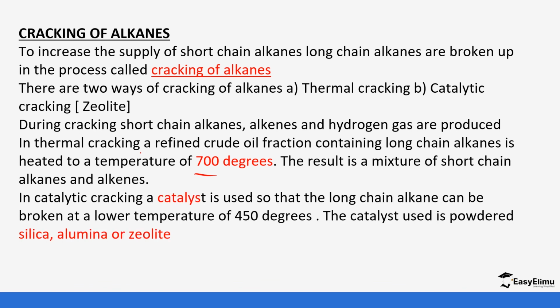And then catalytic cracking is cracking in the presence of a catalyst. Remember, these high temperatures of 700 degrees Celsius are so expensive to obtain. So catalytic cracking enables the cracking to be done at a lower temperature of around 450 degrees Celsius. Some of the catalysts that are used are powdered silica, alumina, and zeolite. Silica is silicon(IV) oxide and alumina is aluminium oxide. So zeolite can also be used as a catalyst.